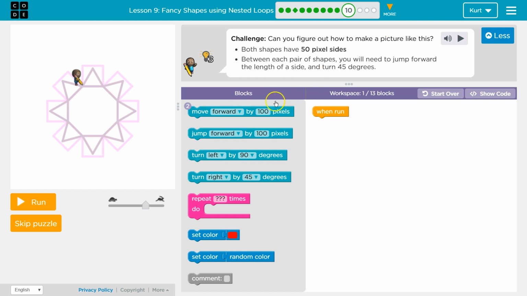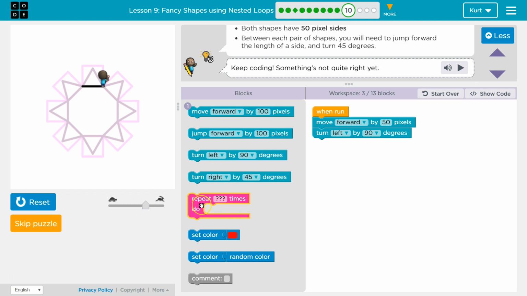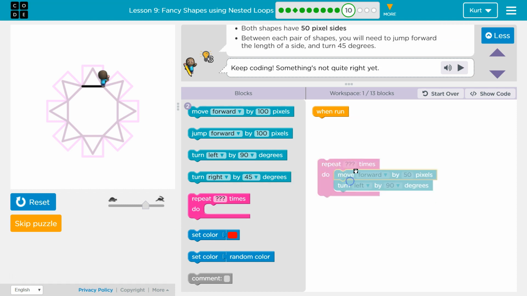So if it's only 50 pixels, I'm going to drag one of these, right? Because I want to make one side of a square, and I'm going to set this to 50. So that will be the first side of this square. Then what do I want to do? Well, I'm going to want to turn left by 90 degrees because a square has a 90 degree turn. This should draw one side. Yep. And now if I can draw one side, the square has four sides.